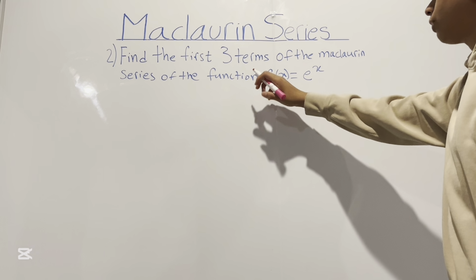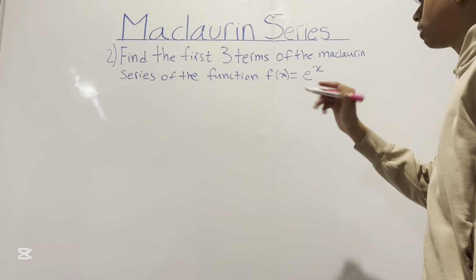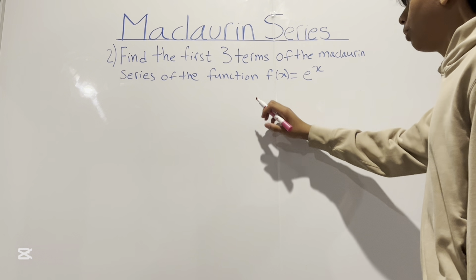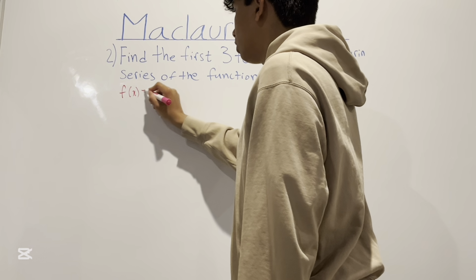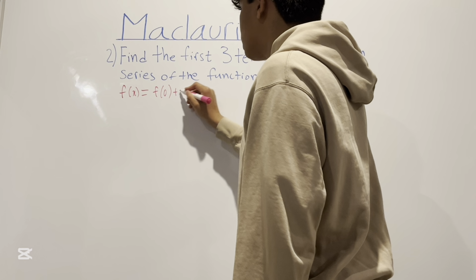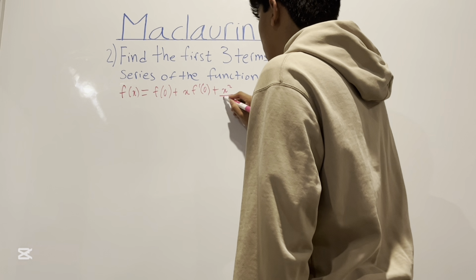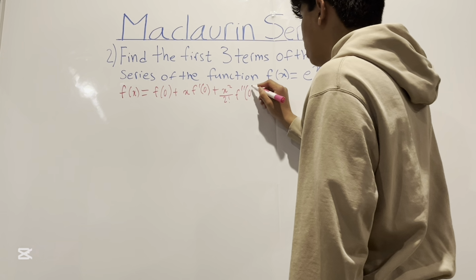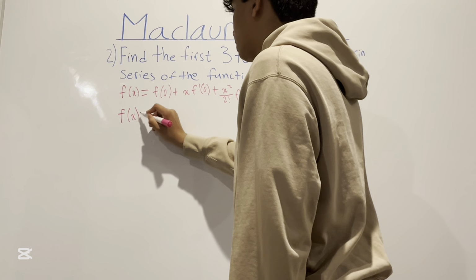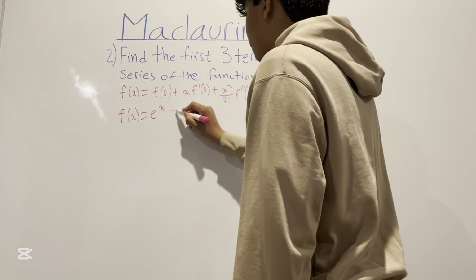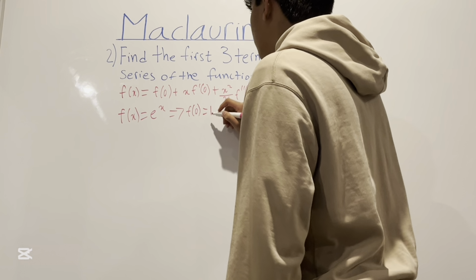Question 2, we have, find the first three terms of the Maclaurin series of the function f of x equals e to the x. So we're going to use the same method as we did with the first one, which is cosine x. So once again, f of x is equal to f of 0 plus x f prime of 0 plus x squared over 2 factorial f double prime of 0, and so on. So once again, f of x is equal to e to the x. F of 0, e to the 0 is 1.